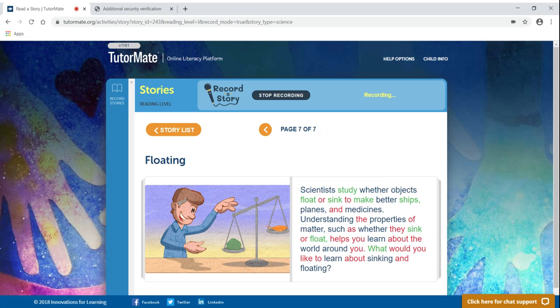Zenayda, did you learn anything from that story? I learned that boats float because they have air tanks. I didn't know that before.